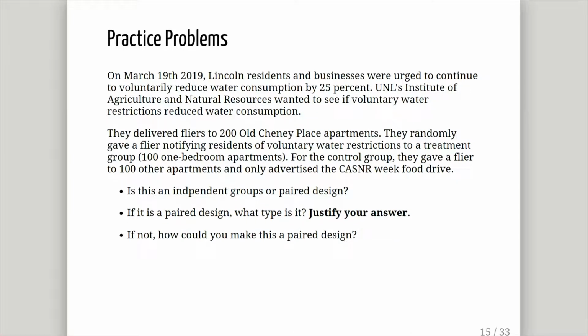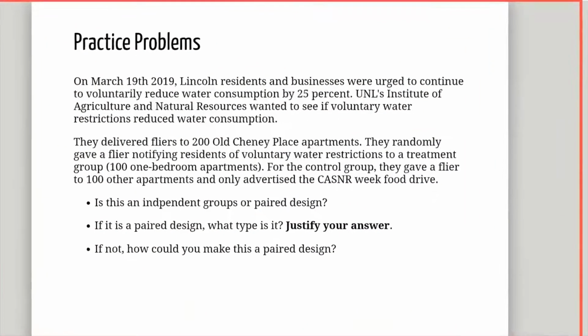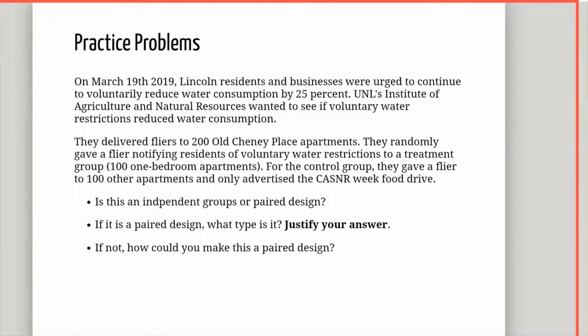Here's a second example. On March 19th, 2019, you may remember this, Lincoln residents and businesses were urged to continue to voluntarily reduce water consumption by 25%. This happened because of all the floods that Nebraska experienced last year. UNL's Institute of Agriculture and Natural Resources wanted to see if voluntary water restrictions reduced the amount of water that was consumed.